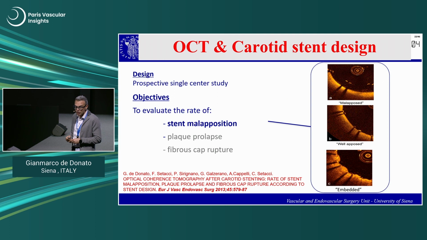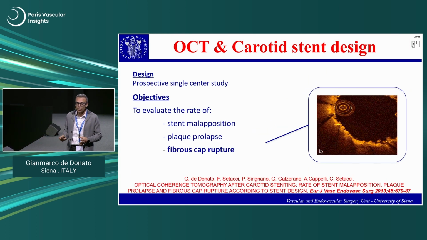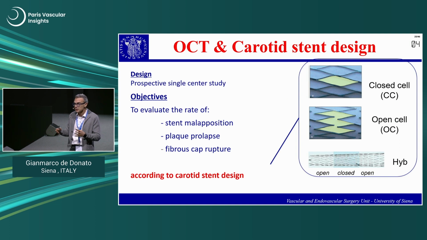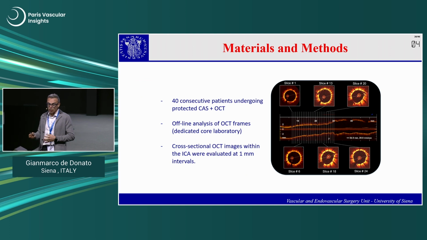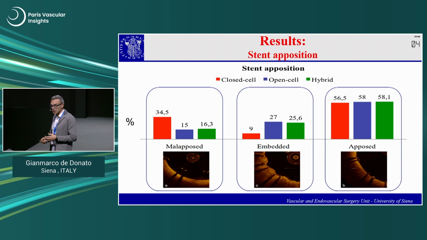After a few years, we started an evaluation between stent designs. We evaluated the stent malapposition, the plaque prolapse, the fibrous cap rupture, according to the stent design that we were able to analyze at that time. Of course, we had a closed cell stent, open cell stent, the hybrid stent, and we did this evaluation as an offline analysis of all OCT frames. These are frame-by-frame analyses, every 1 millimeter into the carotid. We evaluate the apposition of the strut.